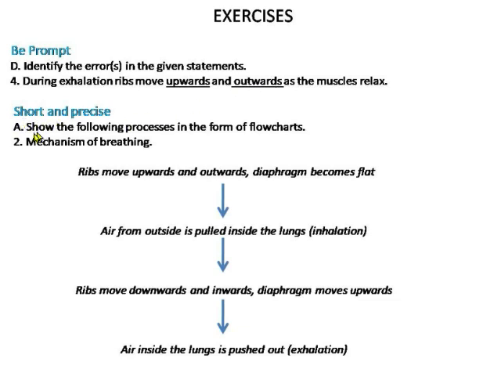Now, short and precise, A number, show the following processes in the form of flowcharts. Number 2 is related to mechanism of breathing. Let us see the flowchart. Ribs move upwards and outwards. Diaphragm becomes flat. After that, air from outside is pulled inside the lungs, which is called inhalation. And after that, ribs move downwards and inwards. Diaphragm moves upwards, because of which the air inside the lungs is pushed out, called exhalation. This is the flowchart of mechanism of breathing.